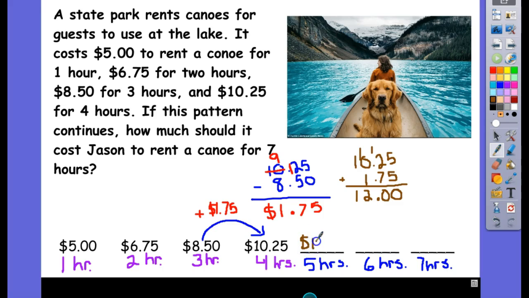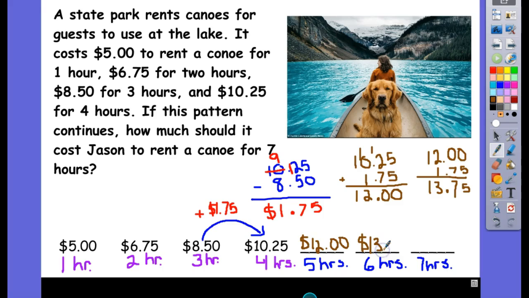But that's not my answer, because my question is asking me for 7 hours. So now I'm going to have to take my $12 again, and I'm going to add another $1.75. This one's pretty easy, isn't it? Line it up. Remember my decimal place. 0 plus 5 is 5. 0 plus 7 is 7. 2 plus 1 is 3. 1 plus nothing is 1. So my next term is $13.75.